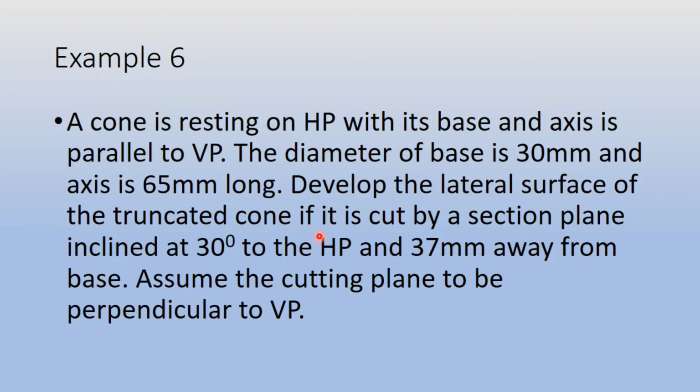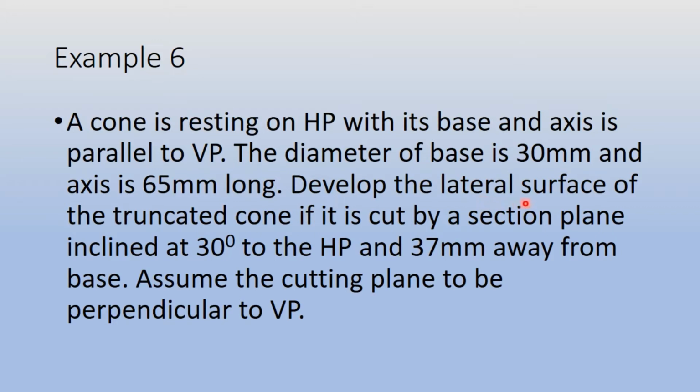So here we will just split this question. First, the solid given is a cone. It is resting on HP with its base and the axis parallel to VP. Diameter is given and the axis height is given. So the top view is a circle and the front view is a triangle.